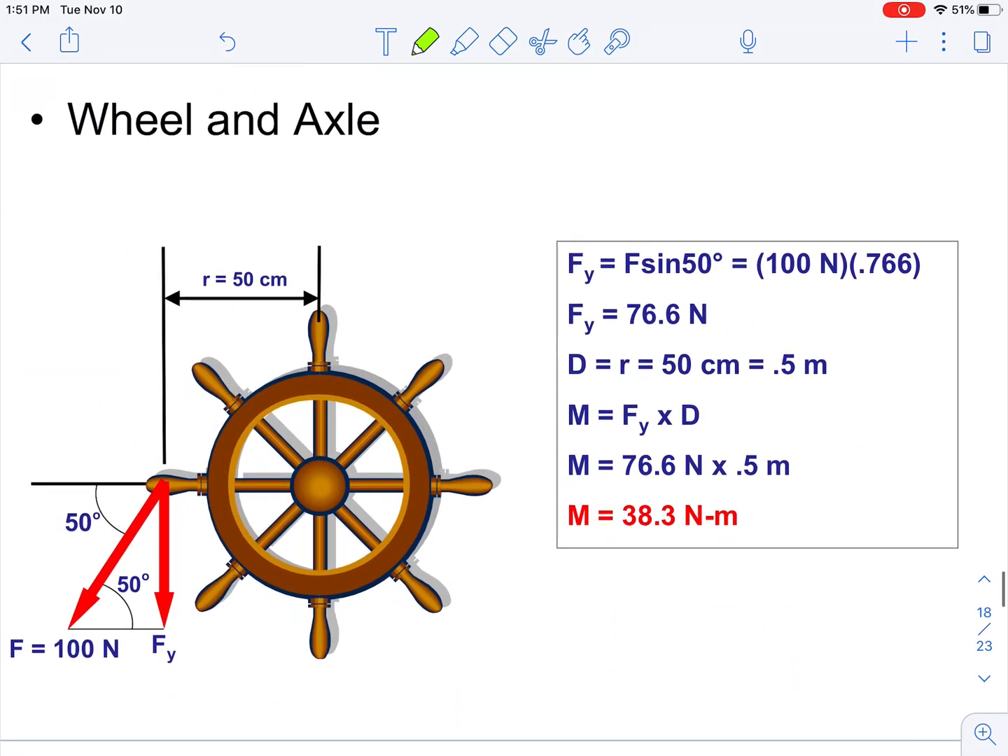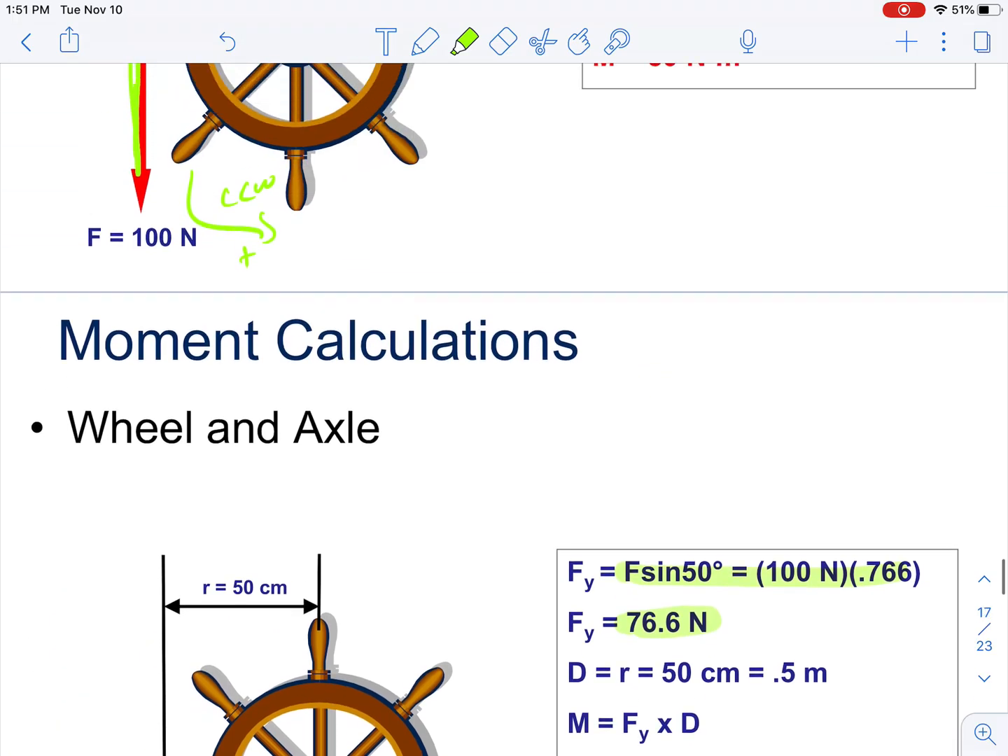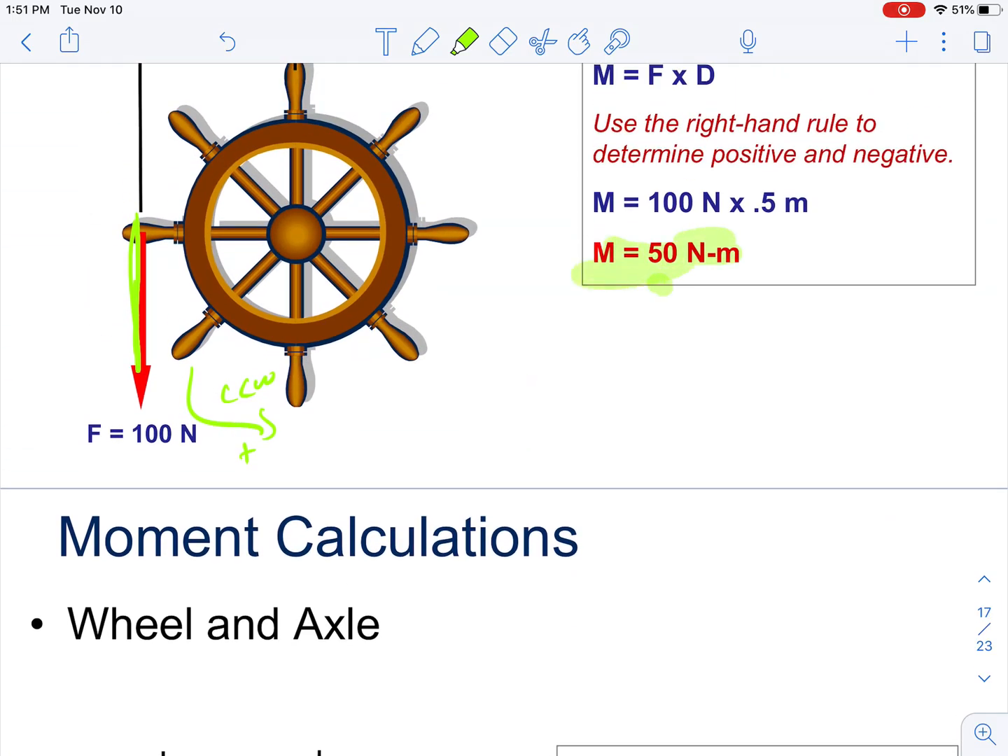And then here, what's interesting is the force is at an angle now. And so the y component of the force, you have to measure to the x-axis, right? And to find that, you're going to do your F sine of 50. So the y component is only the 76.6. And so you do the 76.6 times the 0.5, and you get that. So if you don't pull straight down, if you pull off at an angle, you get less of a moment than if you pull straight down, which makes sense.